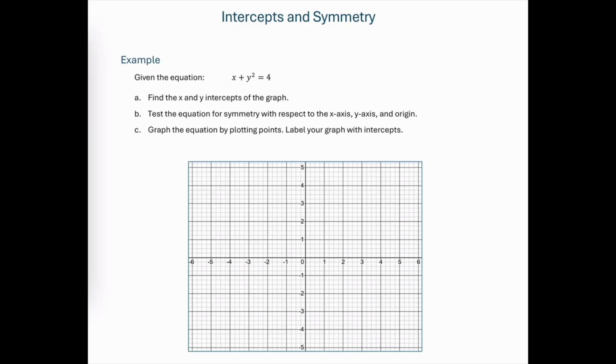Given the equation x plus y squared is equal to 4, we're asked to find the x and y intercepts on the graph and determine whether or not it has symmetry, and then based on that information, we'll graph the equation by hand. Let's begin by finding the intercepts.